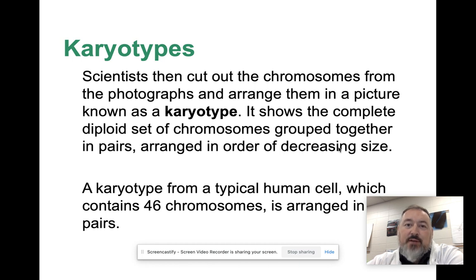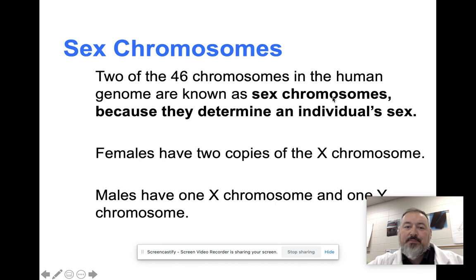So these are pictures of actual chromosomes, those sister chromatids that are together. So it shows the complete diploid set of chromosomes grouped together in pairs, arranged in order of decreasing size. The karyotype from the typical human cell, which contains 46 chromosomes, is arranged in 23 pairs. So 23 pairs represents both the maternal and paternal, the one from the mother and also the one from the father.